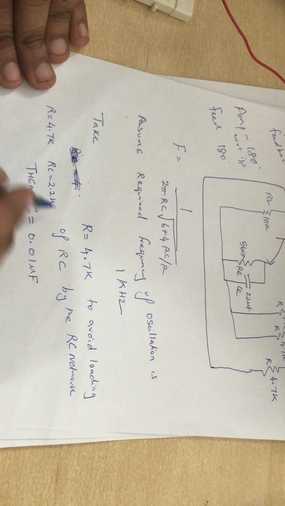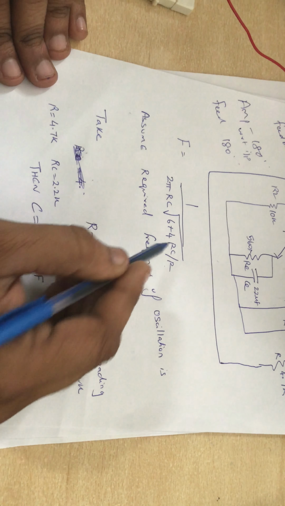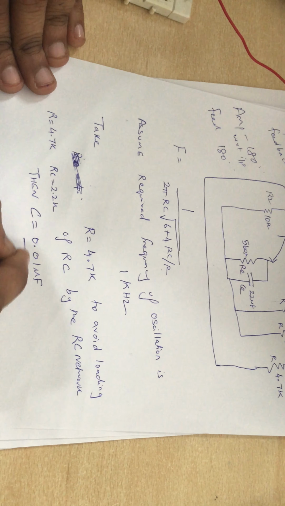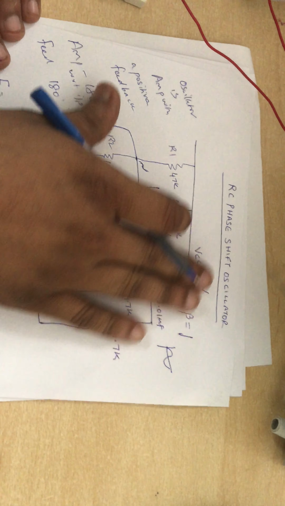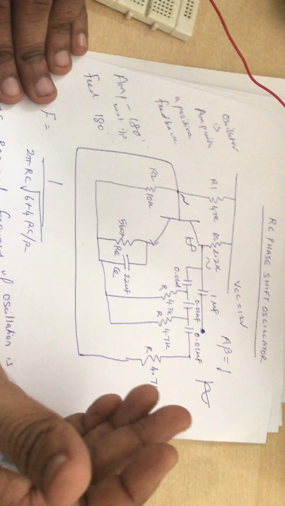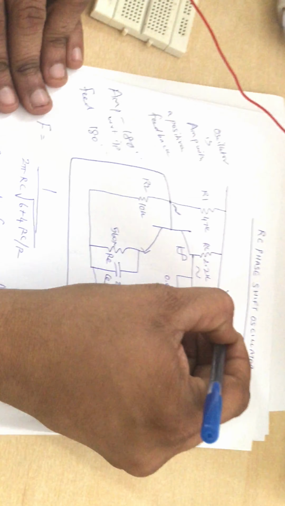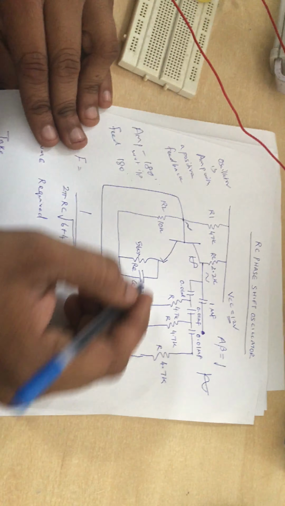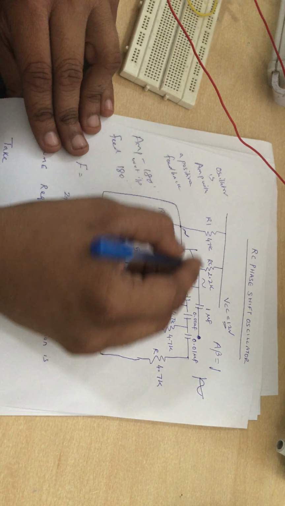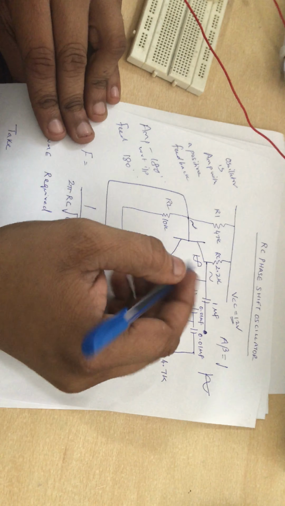And when you calculate with the known value of R and RC, we can calculate the value of the capacitance to be put, which is around 0.01 microfarad. So this is a basic setup. Basically we're going to give a DC voltage of 12 volts. That's the only input we're going to give, and the rest, the noise, is being amplified. That's what the oscillator is.